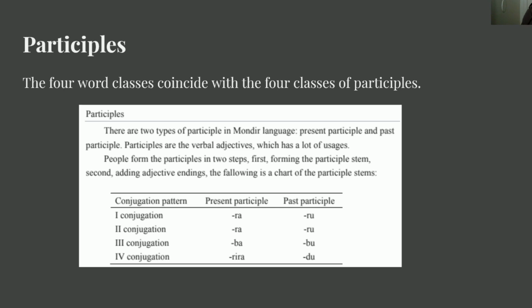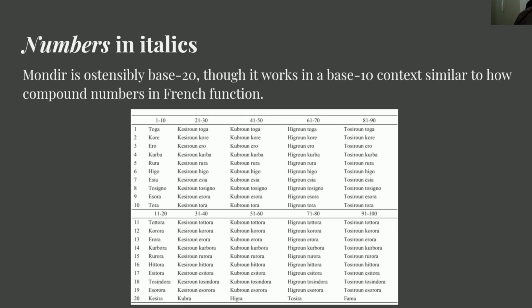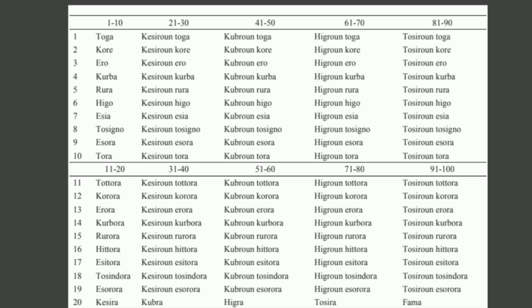Then the 4 word classes coincide with the 4 classes of participles as well, or we have present participles and past participles that go into these words. And then we have actual numbers. So Salem says that it's base 20, though it really does still work in a base 10 context, but in a kind of a French-ish way.